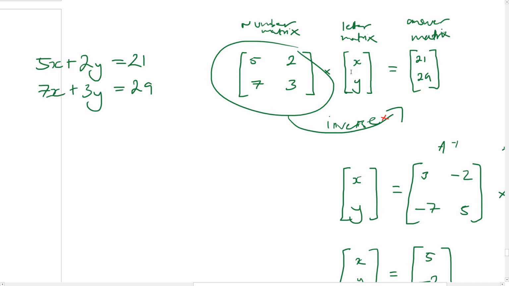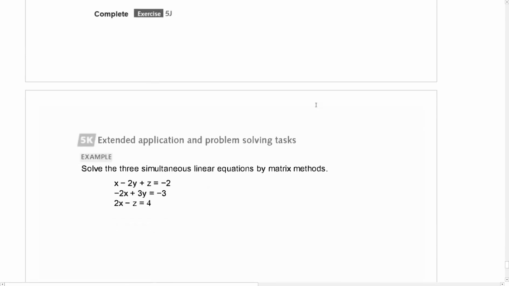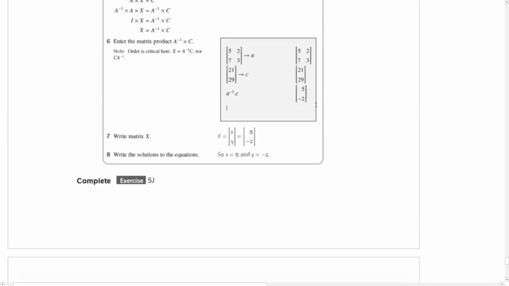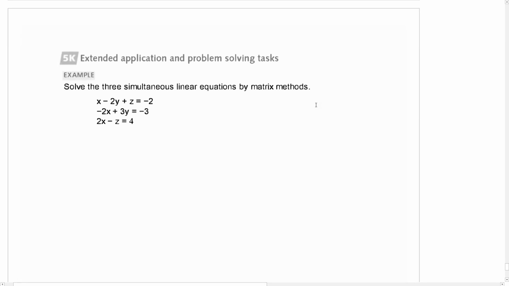And then the letter matrix is breaking it up into the 3 or 2 variables that you're looking for. In this case, you're looking for the x and the y variable, so x, y, there's only 2. And then the answer matrix is basically the answer for each equation put into a matrix. All right, let's do some examples from 5K because this is all connected anyway. This is now the same principle, but now you have 3 equations. So here, same principle: make it into a number matrix.